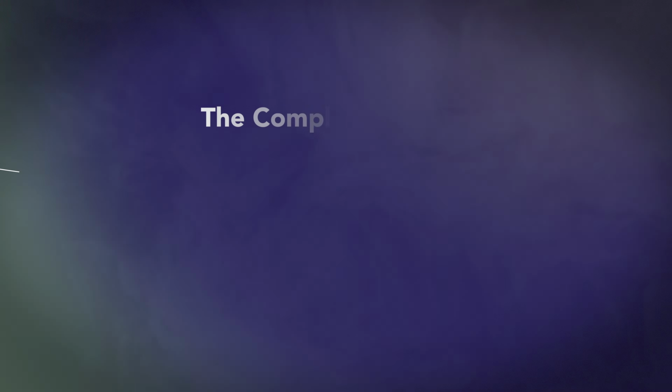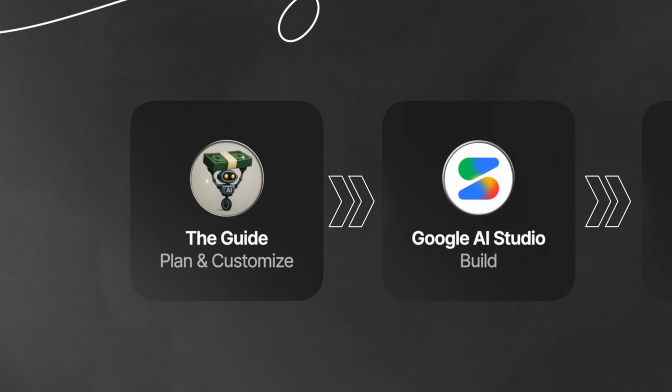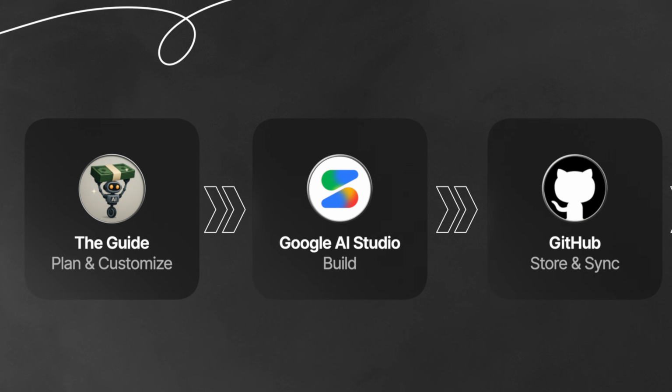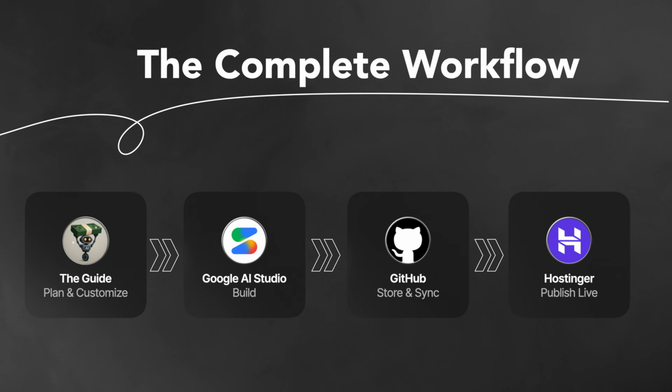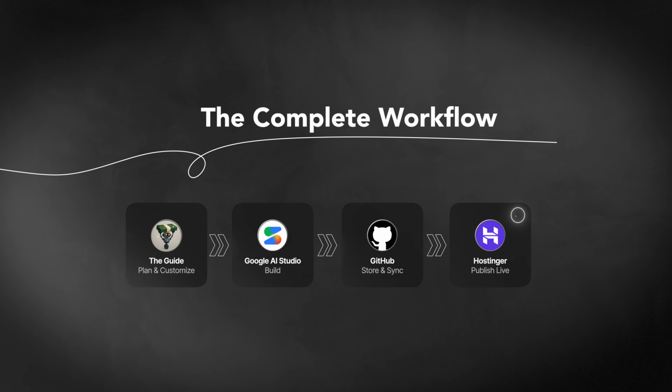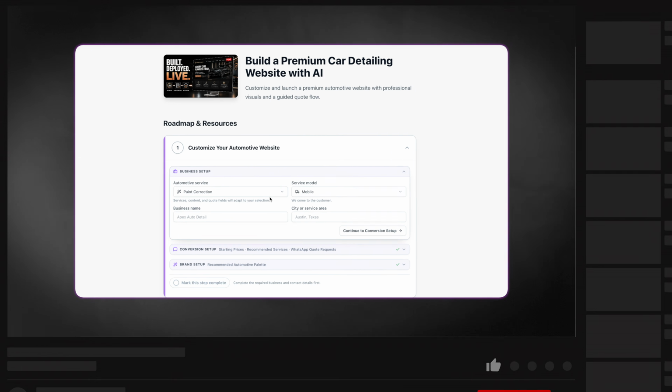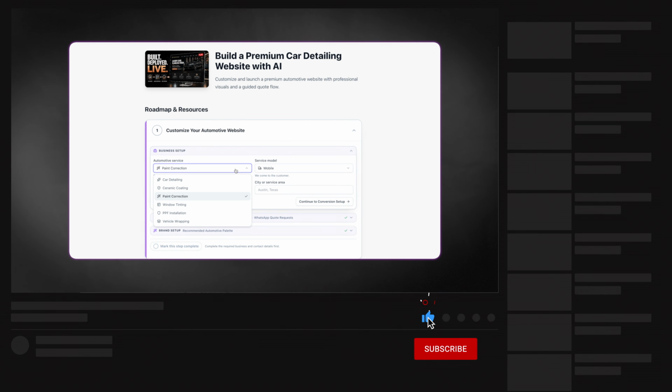That completes the full workflow. We customized the business, prepared the media, built the website in Google AI Studio, published it through GitHub and Hostinger, and created a simple way to update it later. So that's the complete process, from the first setup to a live website that can still be improved over time. You can use the same workflow for car detailing, ceramic coating, window tinting, PPF installation, vehicle wrapping, and other automotive services supported by the guide.